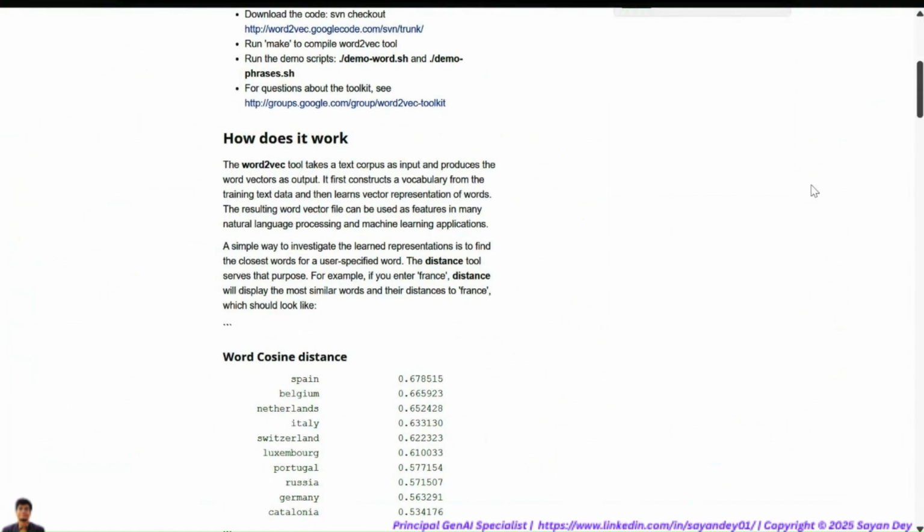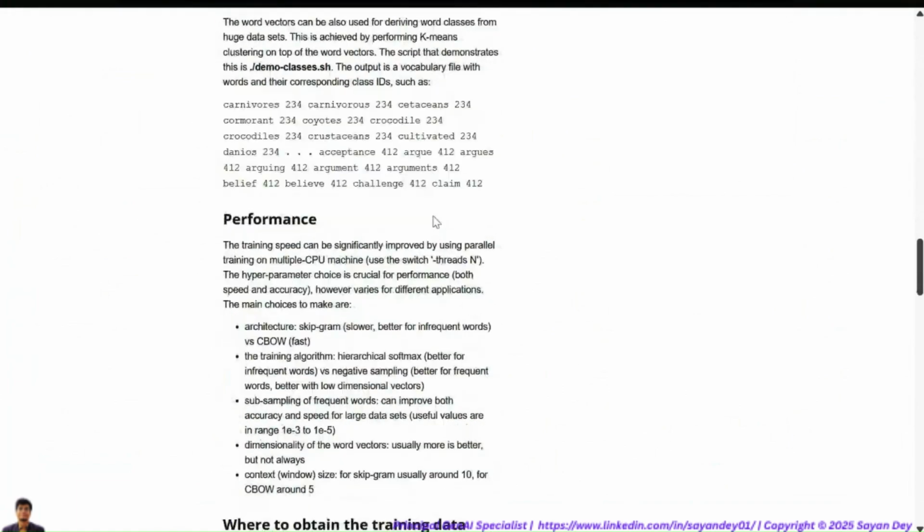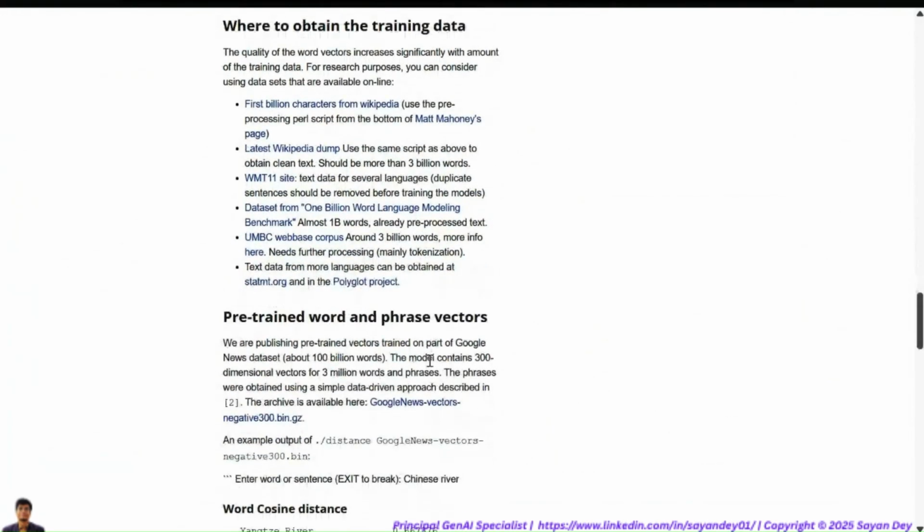If you see what Google actually did, they used part of the Google News dataset, which is about 100 billion words. The word vector model that Google created consisted of 300 dimensional vectors for 3 million words and phrases. I think now we can understand this a lot better, exactly what I explained all this while. Based on the training that Google did on part of the Google News dataset, every word or phrase is a vector of 300 numbers.